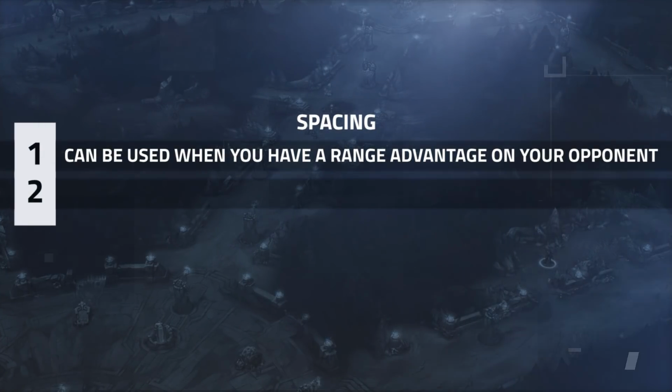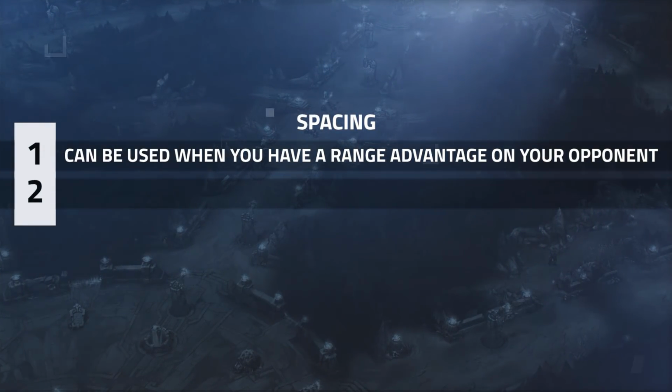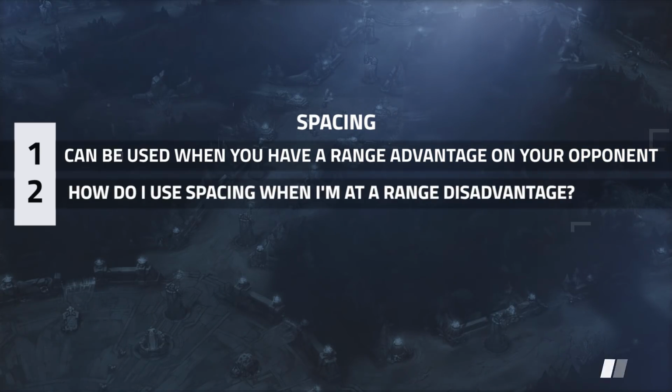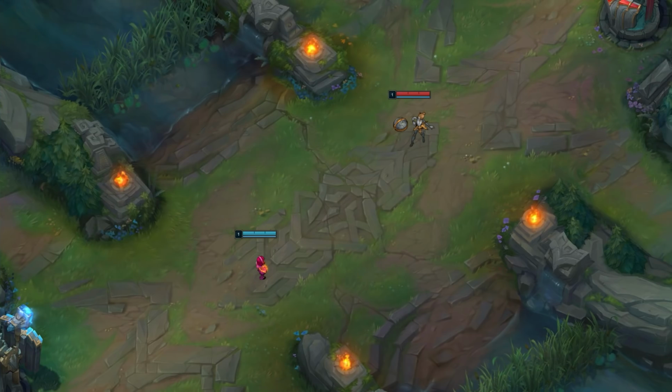So many of you are probably thinking, great, I now understand how I can use spacing when I have a range advantage on the opponent, but how do I use this concept of spacing when I have the range disadvantage? Well, let's look at Orianna against Annie, but this time from Annie's perspective. We identify that Orianna's zone of influence is 1000 range and look to stay outside it. Now, remember, spacing is the act of staying just outside this range.